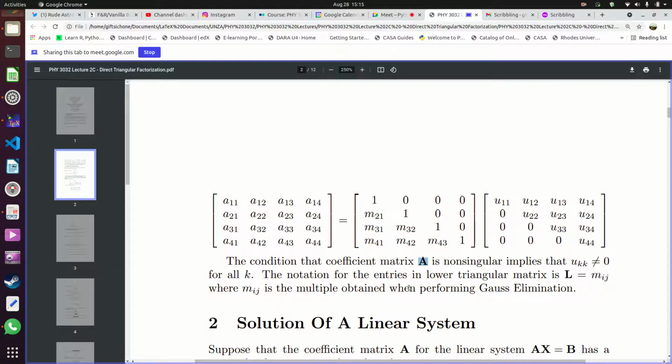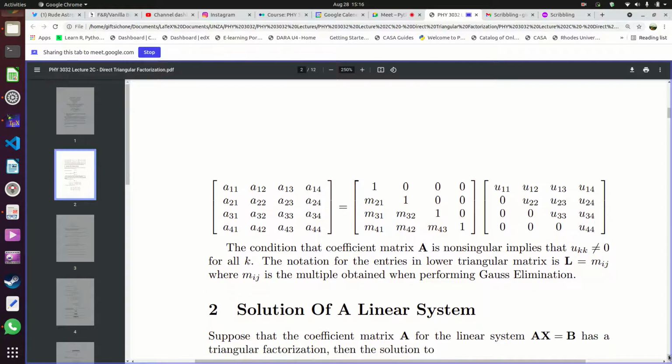As we'll be doing Gauss elimination, in the process of doing that, we'll be generating these values M21, M31, M41, then M32, M42, M43. These are the values we're going to put in our lower triangular matrix here. Then whatever is going to remain after we do Gauss elimination on this A will be what we call our upper matrix coefficients. Okay, is the idea clear?